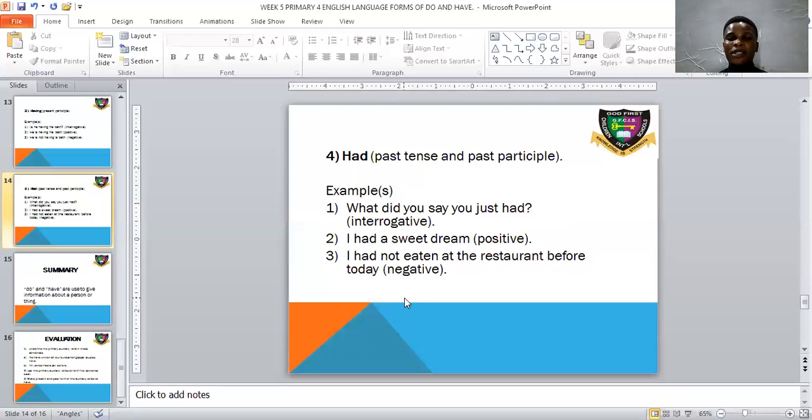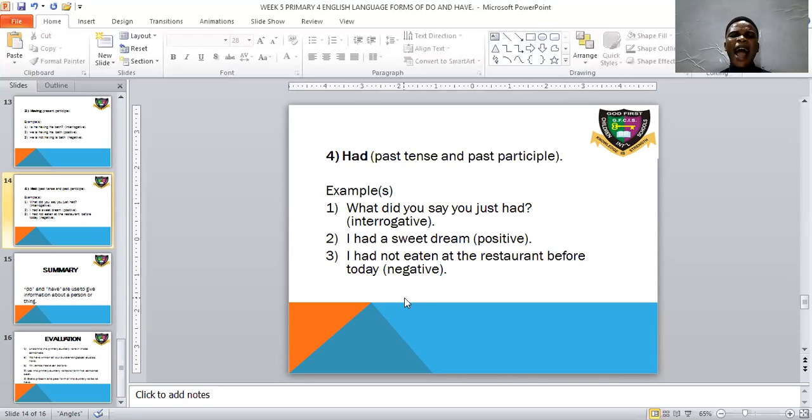Don't forget that is a positive statement. That is a positive sentence. I had a sweet dream. Don't forget that dream is in the past. Is in the what? In the past. So that's why you're using the word had. Had is for past tense. I had a sweet dream.